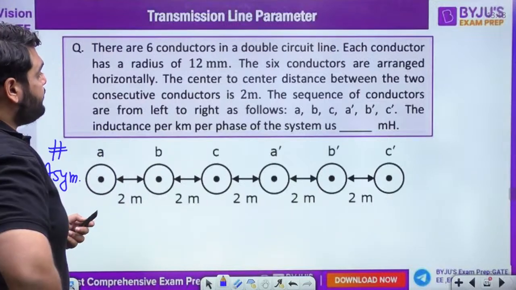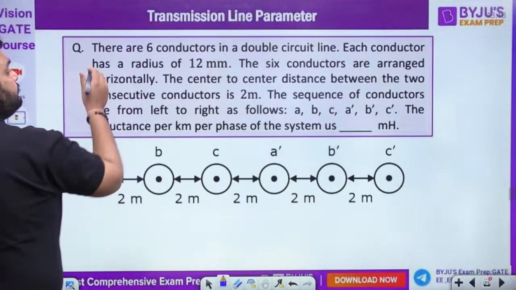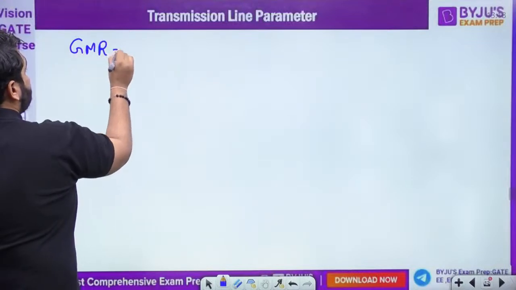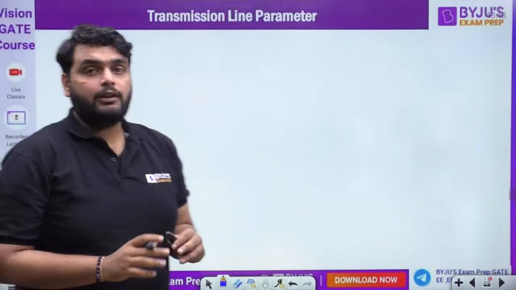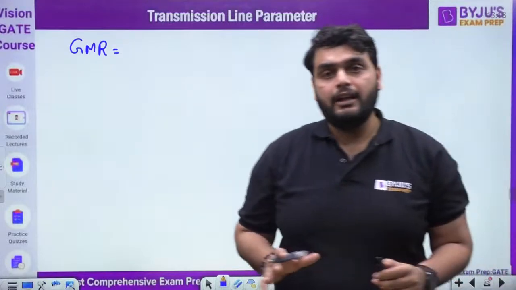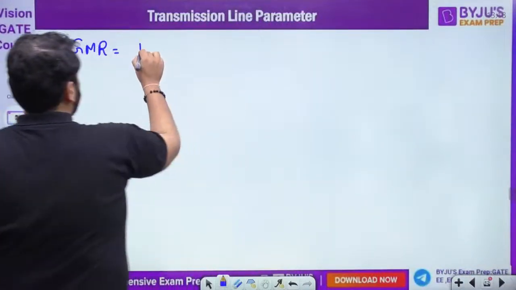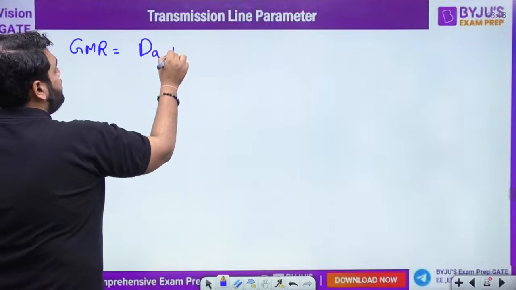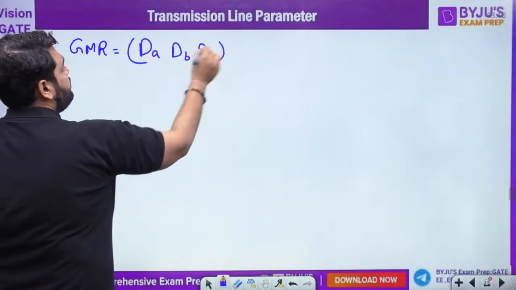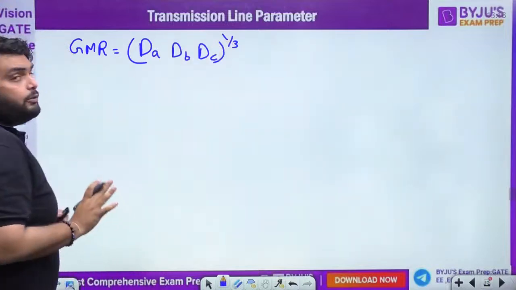Okay, so first let's talk about GMR. When we talk about GMR, remember, in case of a 3-phase circuit, if it is an asymmetrical configuration, what's the simple formula? GMR of conductor A, GMR of conductor B, GMR of conductor C, raised to power 1/3. This you need to understand.